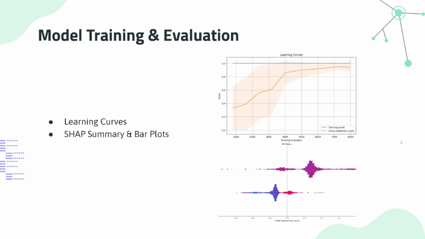So a learning curve analysis demonstrated the model's performance trend as more data was introduced, confirming that it was neither underfitting nor overfitting. And finally, model interpretability was enhanced using SHAP, or Shapley additive explanations, and it reinforced that tool wear and torque had the highest influence on predicted outcomes. So that's it for our model training and evaluation.